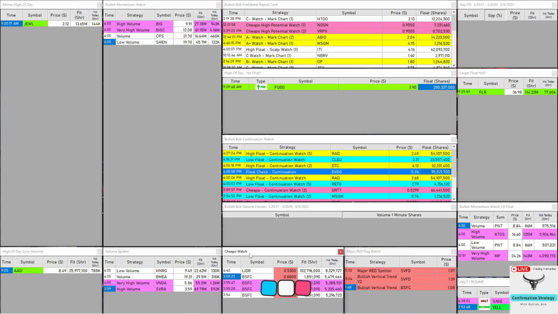Next to that, we've got the Cheapo Watch. Cheapo Watch is exactly what you're thinking. Stocks under $1, cheap stocks. So it's going to notify us and identify those stocks moving with high volume, and we're going to have a few different types of alerts in here.